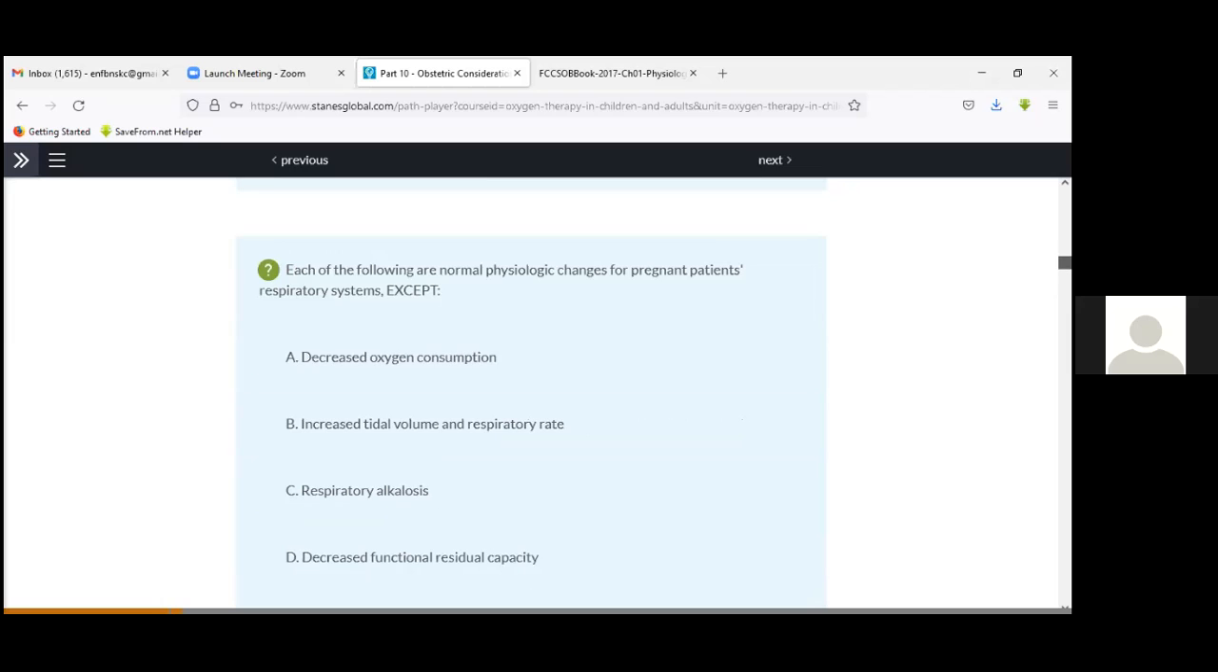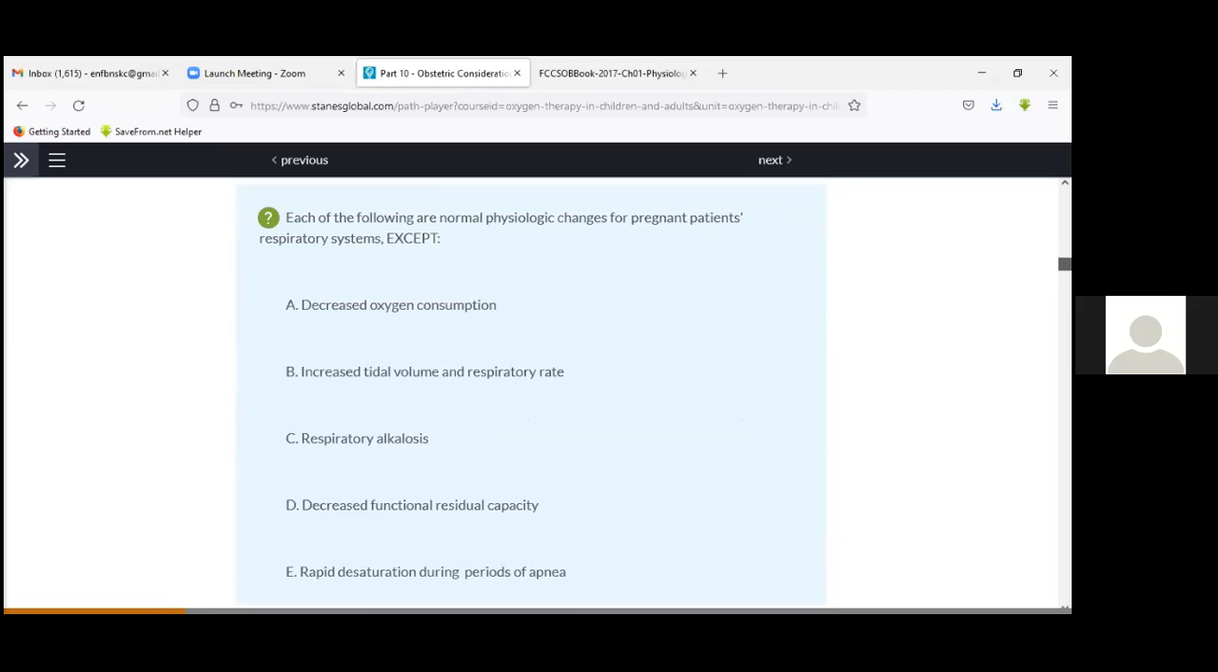Now we go to the second question. The second question says, each of the following are normal physiological changes for pregnant patients' respiratory system, except A, decreased oxygen consumption, B, increased tidal volume and respiratory rates, C, respiratory alkalosis, D, decreased functional residual capacity, E, rapid desaturation during periods of apnea. So we have 30 seconds to type in our answers.